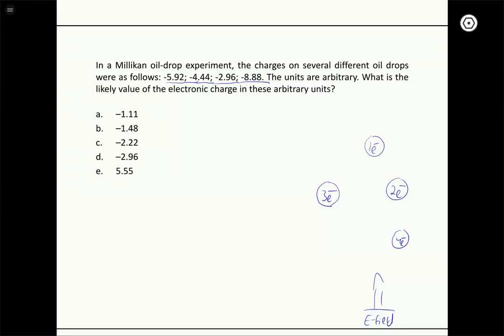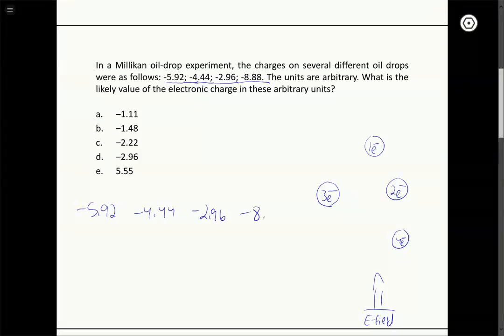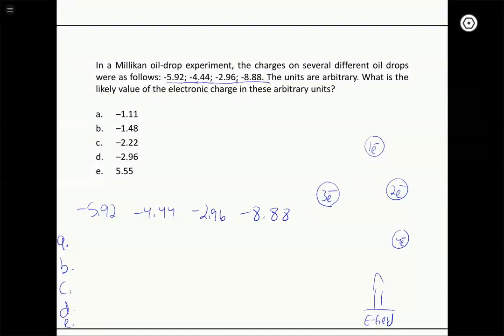So if we look at the answer choices, the four charges that we're observing are minus 5.92, minus 4.44, minus 2.96, and minus 8.88. And so for each answer choice, we're going to figure out, is the observed charge some whole number multiple of the chosen fundamental charge. So for choice A, the fundamental charge is 1.11 or minus 1.11, since we're talking about electrons here.